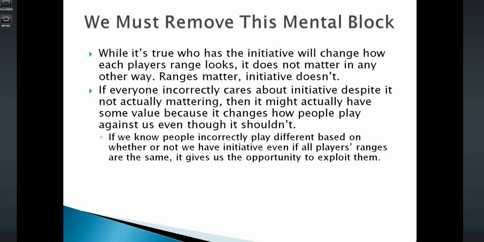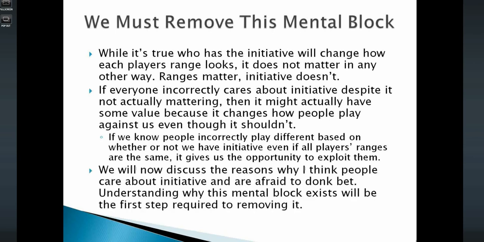If you're exploiting the fact that people assign value to initiative, then go ahead and keep doing it. Don't stop doing it, but you need to make sure you're exploiting your opponent and understand how, rather than just going along and doing what everyone else does when there's a big opportunity to improve here. We will now discuss the reasons why I think people care about initiative and are afraid to donk bet. Understanding why this mental block exists will be the first step required to removing it.